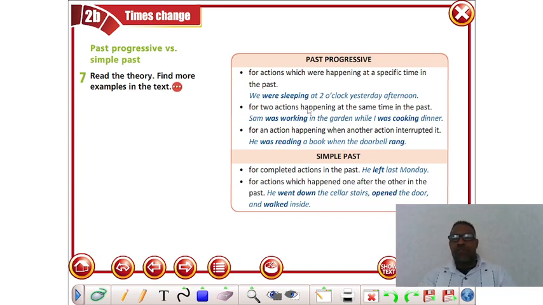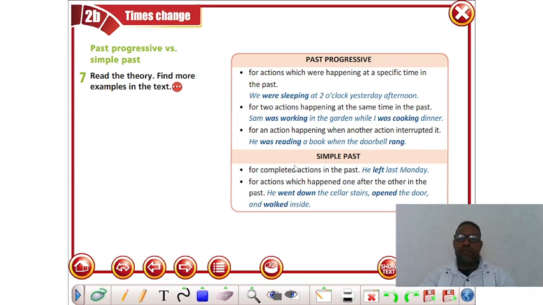It says, for actions that were happening at a specific time in the past: We were sleeping at 2 o'clock yesterday afternoon. For two actions happening at the same time in the past: Sam was working in the garden while I was cooking dinner. For an action happening when another action interrupted: He was reading a book when the doorbell rang.